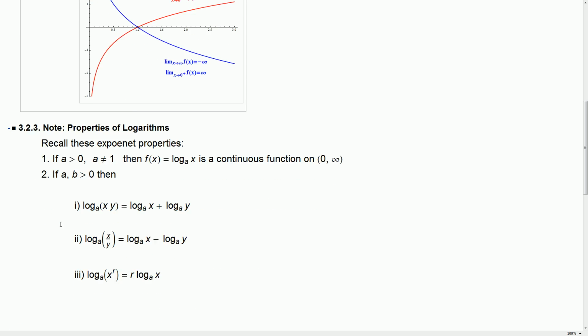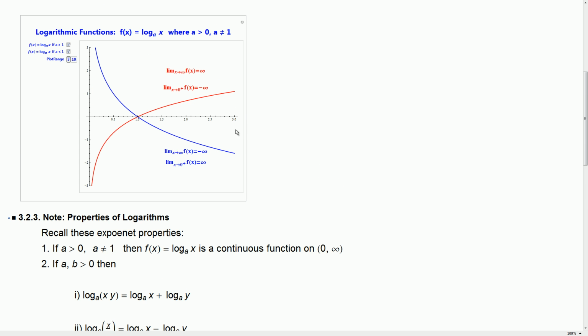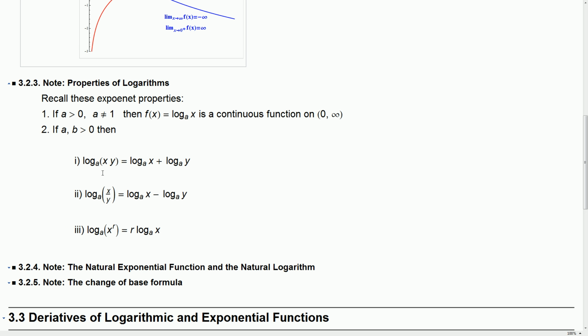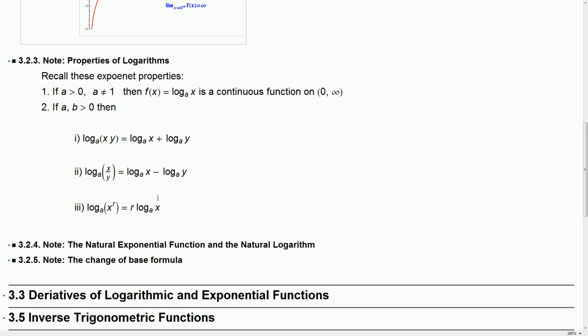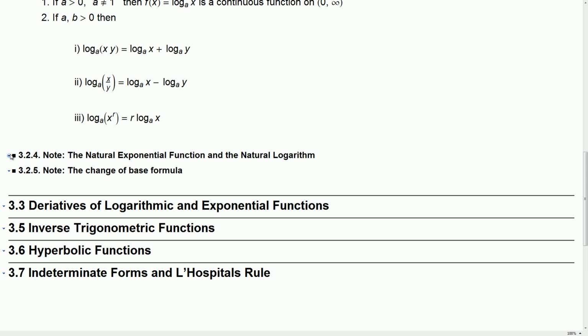Some of the properties. Again, every logarithmic function is continuous on 0 to infinity, so on its implied domain, these are nice continuous functions. And then here are some log properties. If you take log base a of x times y, you can split this up into two logs with addition. If you have log base a of x divided by y, you can split it into two logs with subtraction between the two. And this is a real nice property. If you have log base a of x raised to the r, you can pull the r out in front, so the power on the x comes out, and you have r times log base a of x. Those should be review topics from college algebra.